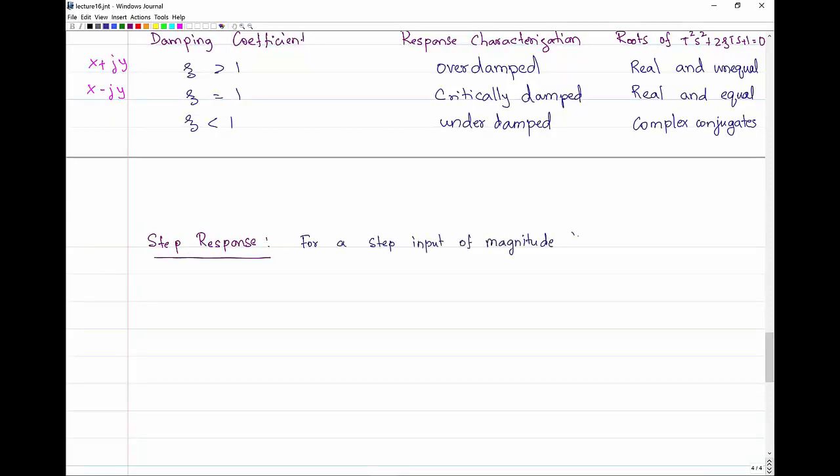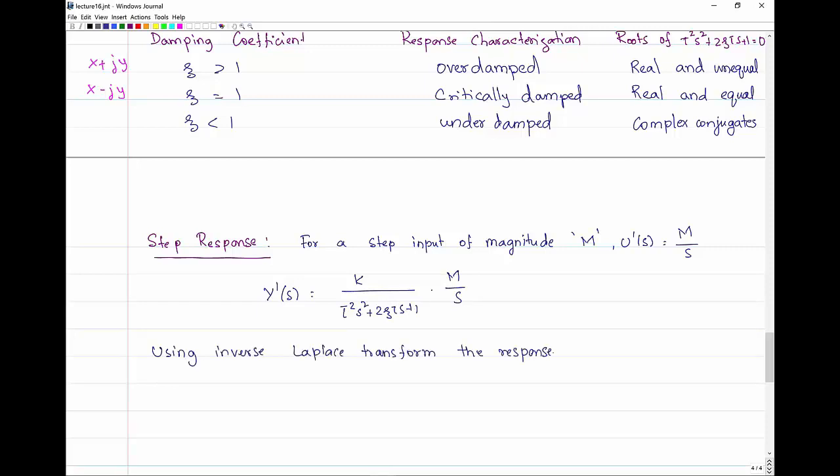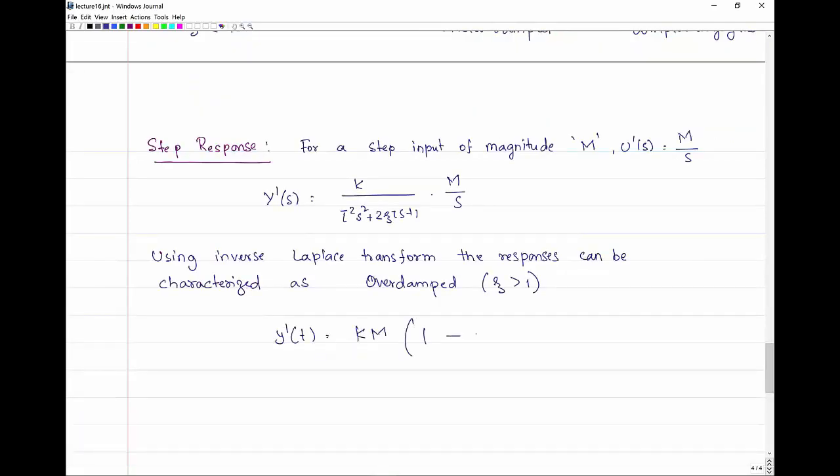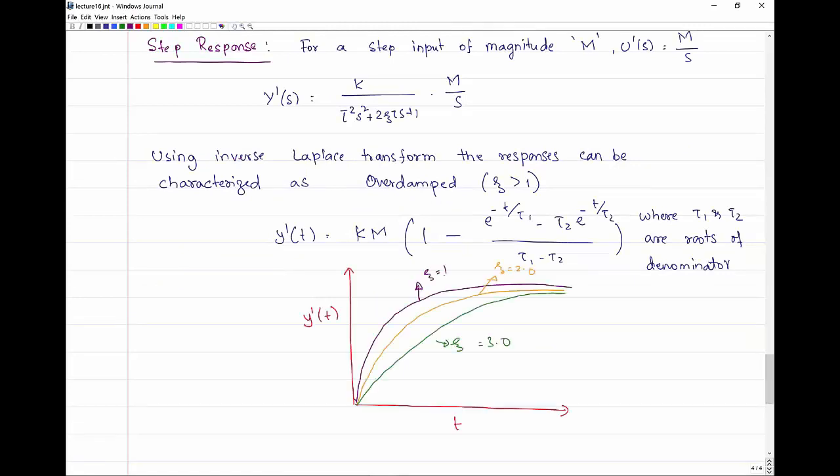Now let's try to find the step response of a second order transfer function for a step input of magnitude M. We take the second order transfer function and multiply it with the Laplace transform of a step input of magnitude M. If zeta is greater than 1, the step response is given by the following time domain expression, where tau 1 and tau 2 are the two roots of the denominator polynomial. As you increase the value of zeta, the response of an overdamped system gets faster and faster until zeta reaches 1.